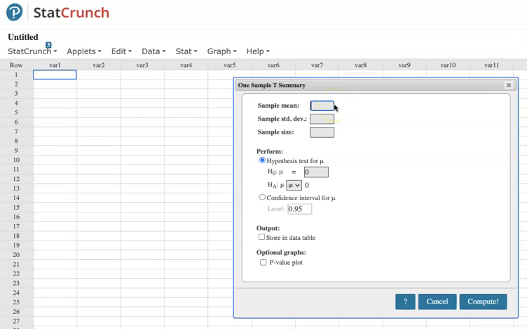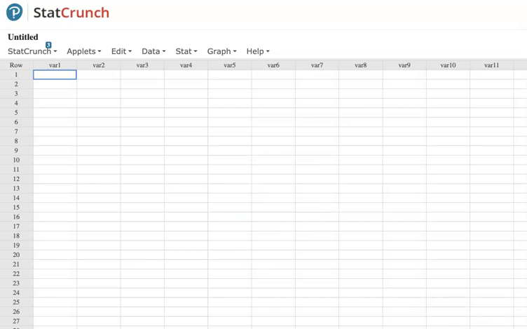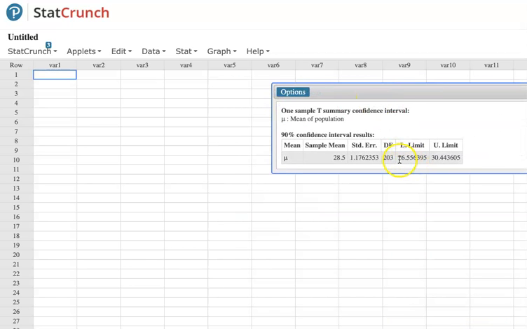Now we're going to go to with data here in just a minute. So our sample mean, we type that in. Standard deviation, we type that in. And our sample size is 204. We go to our confidence level, and we change that to 0.90. And our confidence interval, the mean time is between 26.56 hours and 30.44 hours.